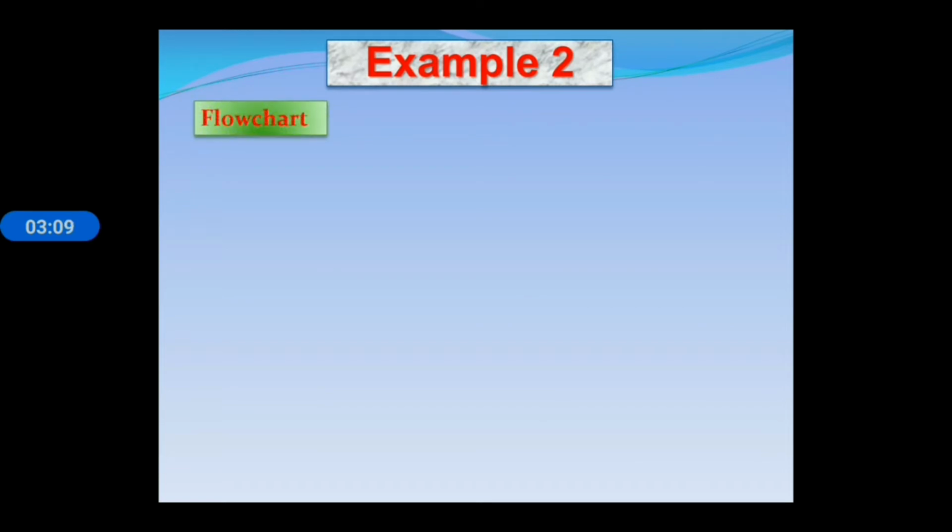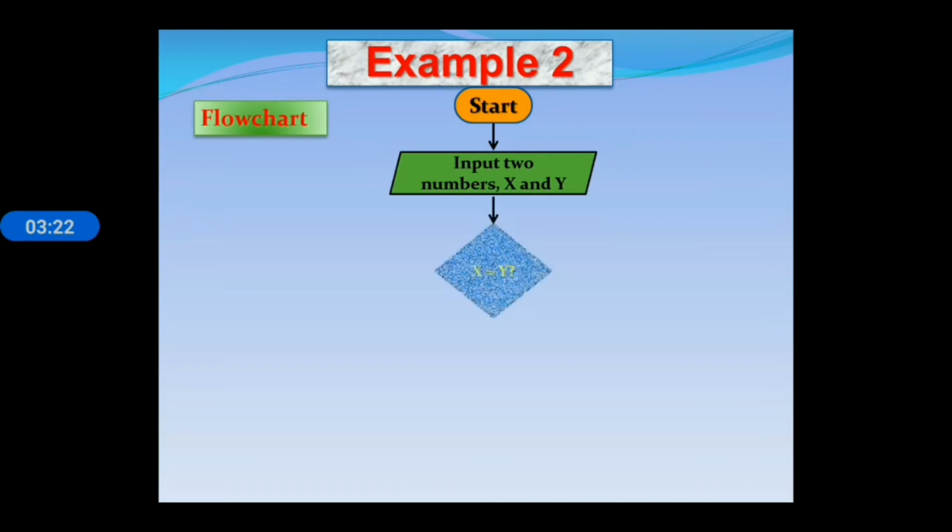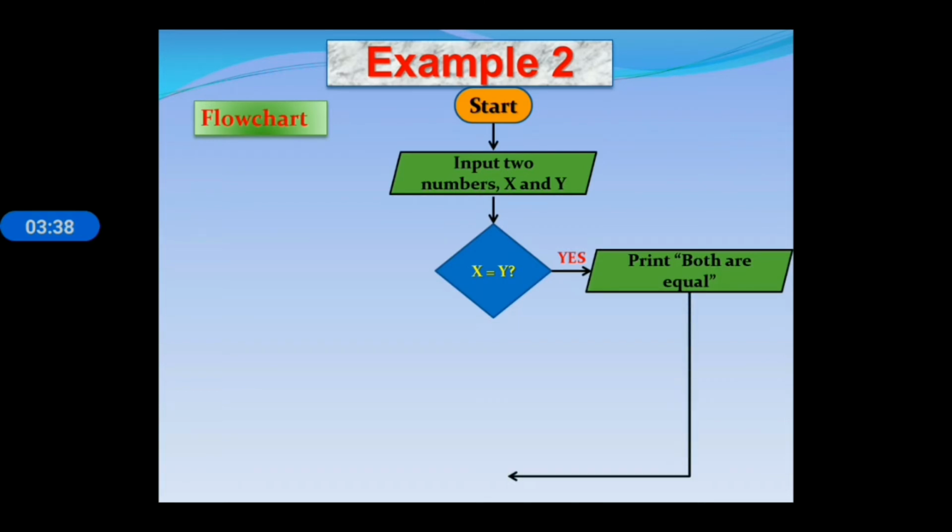See the flowchart for the same algorithm. First start, then input two numbers in the x and y variables. Then in the decision box, first it will check whether x is equal to y or not. If yes, then it will print both are equal and go to stop.